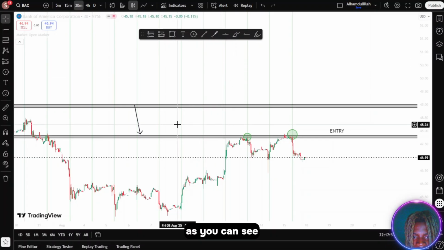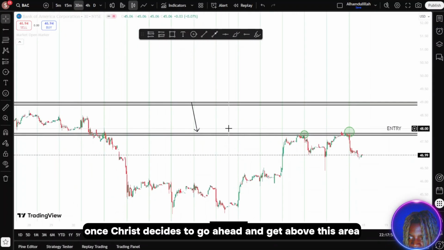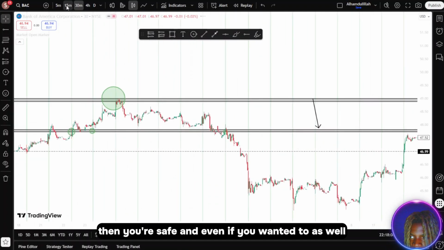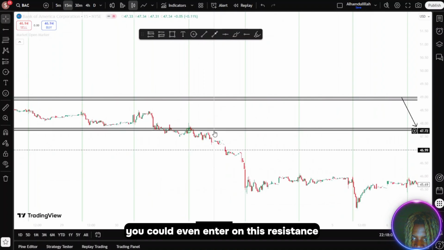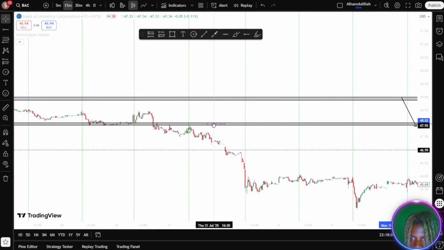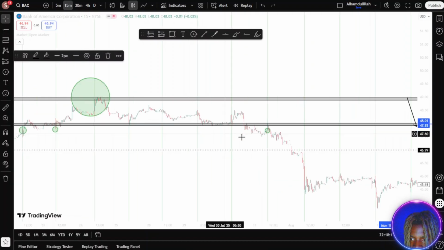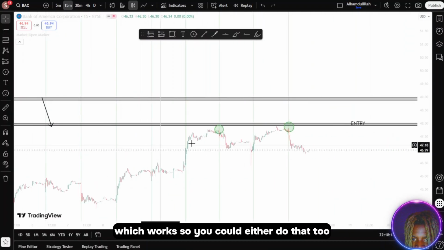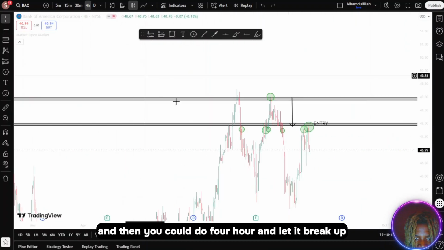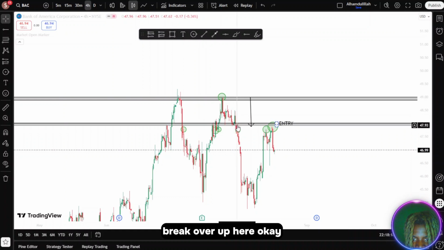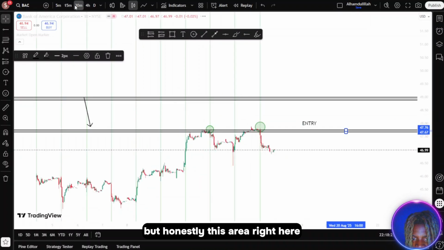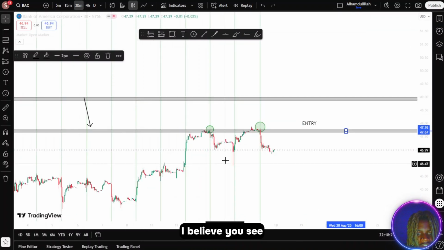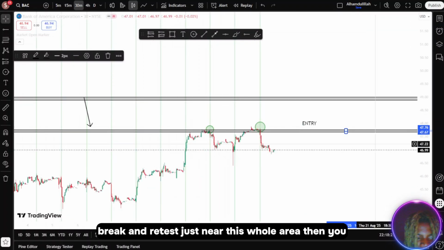Boom. As we can see, once price decides to go ahead and get above this area, then it's safe. And even if you wanted to, you could enter on this resistance over here, which works. So you could do that too. And then you could do the 4-hour and let it break over up here. But honestly, this area right here, I believe you see a break and retest just near this whole area.